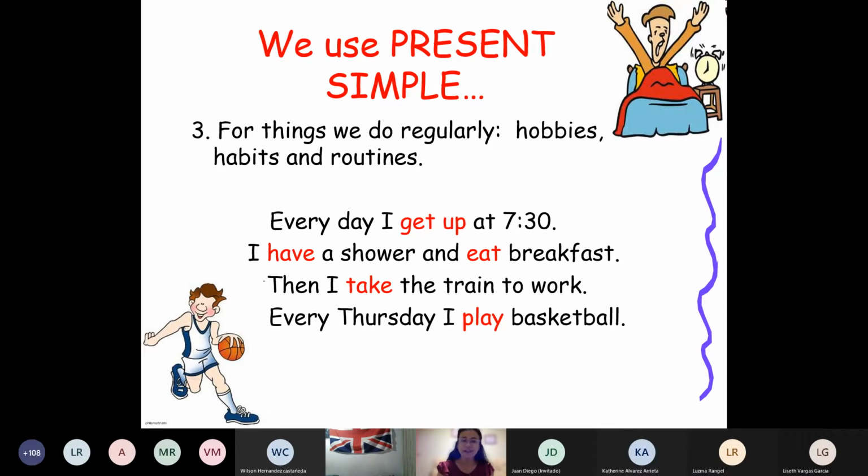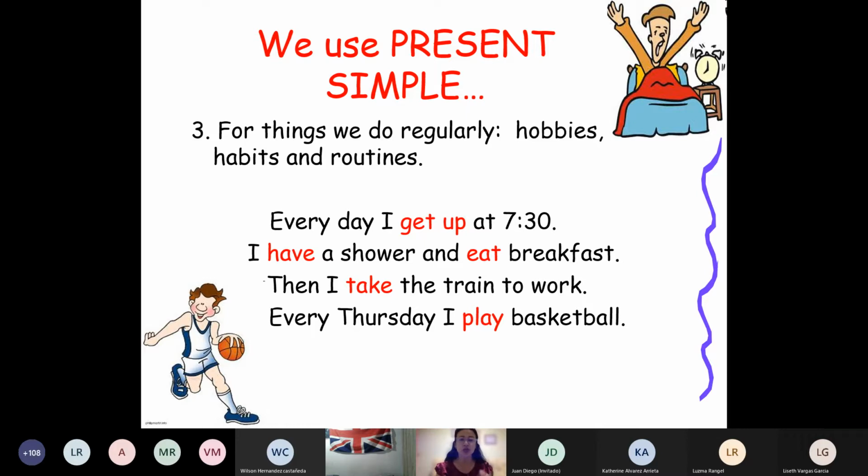You see? So the conjugation of the verb in affirmative sentences is different. When you use I, you, we, they, the verb doesn't change. But if you have he, she, it, you have to add an S or ES to the verb. She plays, she takes, she has a shower, and eats breakfast, and she gets up at 7:30. This is a very nice example where you use the present simple tense for routines.